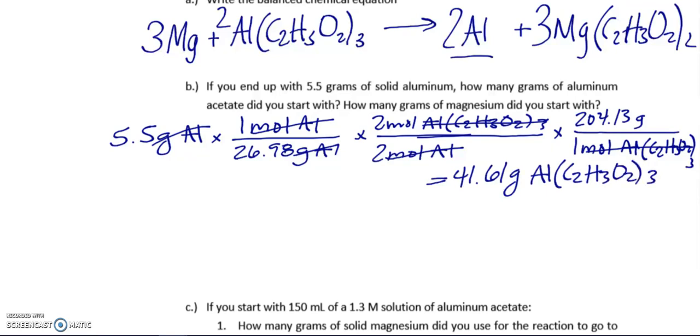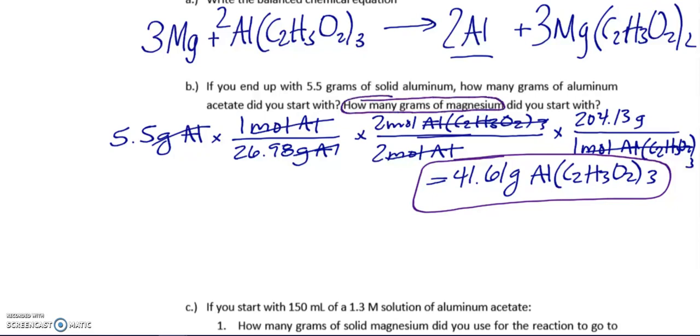That's basically what we did. So, do the same thing for magnesium. I also want to know how many grams of magnesium you started with. So start with the 5.5 grams of aluminum, go to moles, and then do your molar ratio according to magnesium this time.